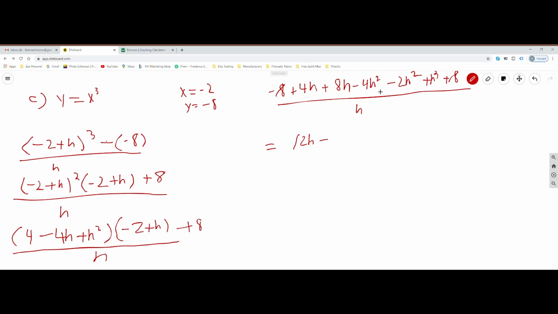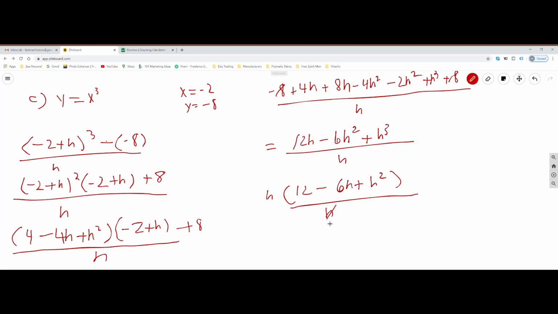12h minus 6h squared plus h cubed over h. Factor out the h. You have 12 minus 6h plus h squared over h. Cancel, cancel. And when you substitute in 0 for h, you just get 12.